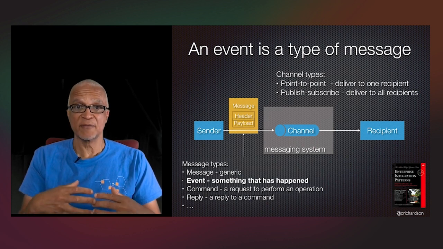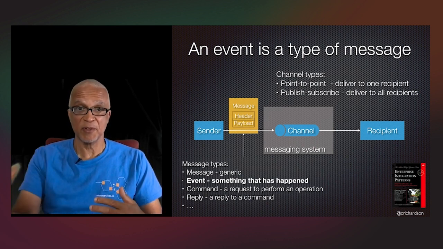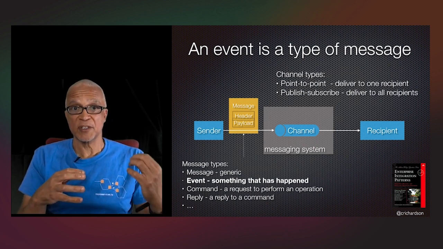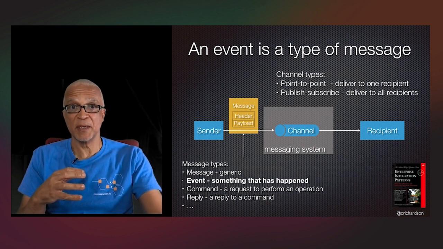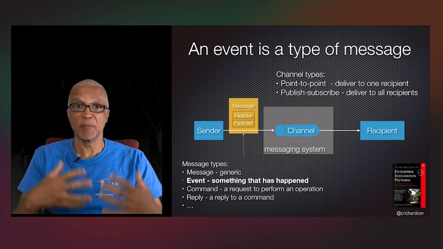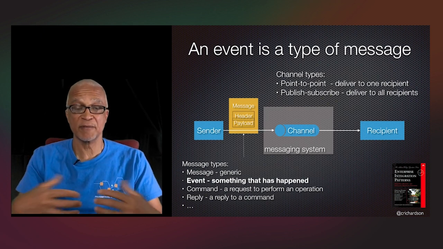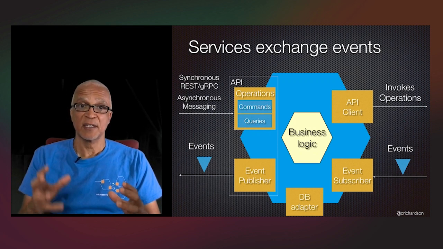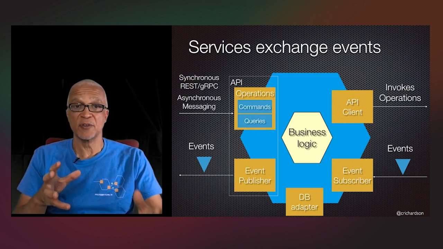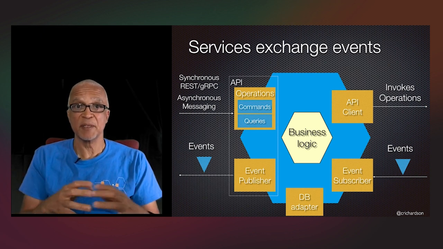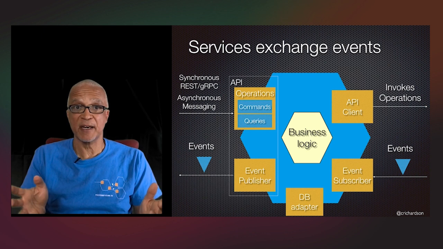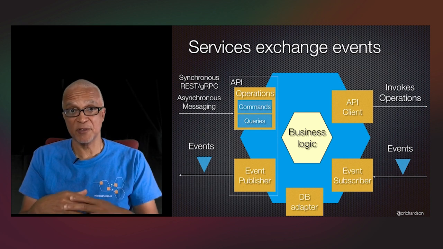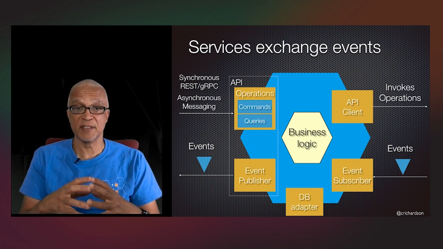There are different kinds of messages. There are events, which communicate the occurrence of something notable. There are also commands, which are requests to the recipient to invoke an operation, and reply messages that contain the outcome of invoking the operation. In a microservice architecture, services publish and consume events. The events published by a service are part of its API, along with the more traditional commands and queries, and a service might consume events published by other services.